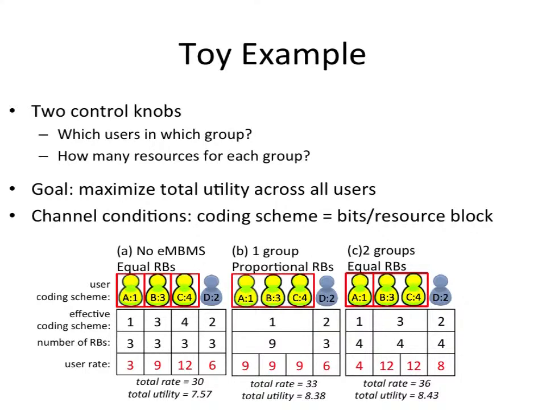In case B, let's say we have EMBMS service, and we naively group together all multicast users into a single multicast group. This causes user A's rate to increase because she shares resources with the group, but user C's rates suffer because she is forced to use the same poor coding scheme as user A. Finally, in case C, we might do a better grouping and put together users B and C, who have similar channel conditions, into their own group. We can see that this improves the total utility. Thus, we can see that both the control knobs, group formation and resource allocation, must be optimized to maximize global utility.